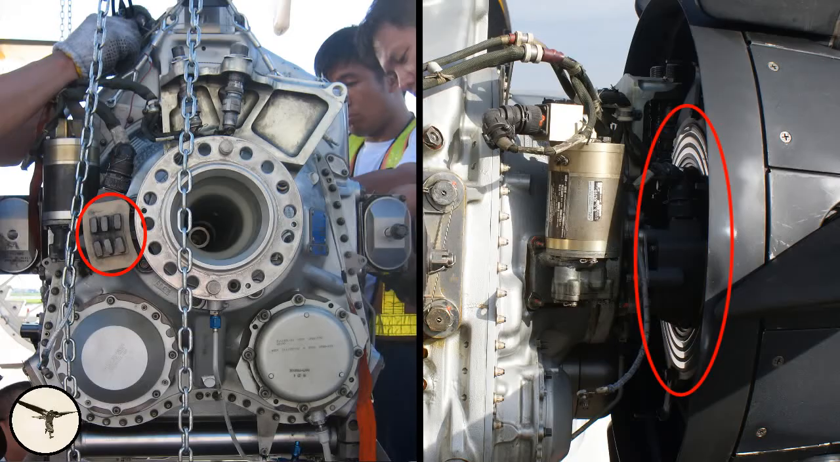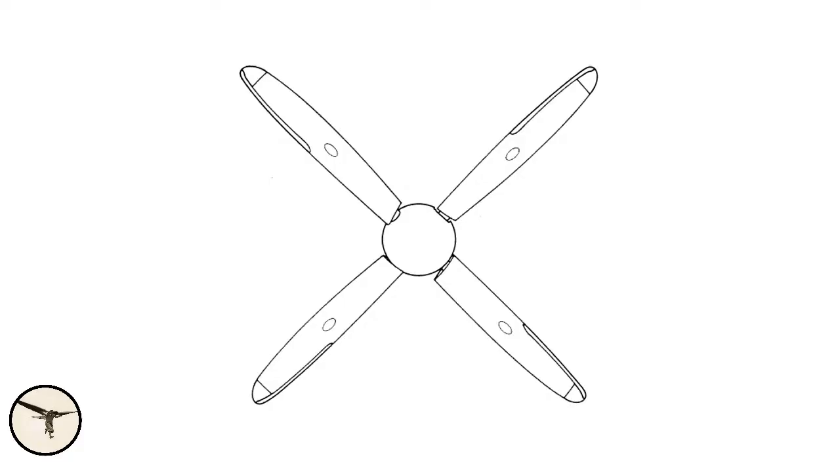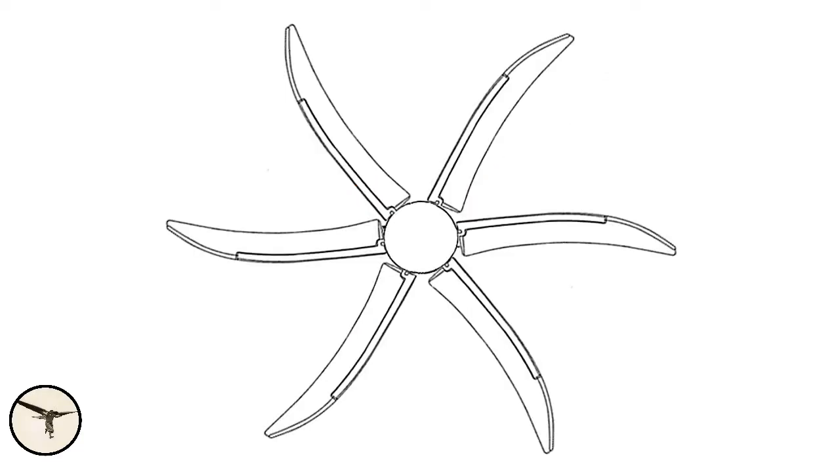Every second propeller blade is heated together. On 4-bladed propellers, blades number 1 and 3 are heated, then blades 2 and 4. On 6-bladed propellers, blades number 1, 3 and 5 are heated, and then blades 2, 4 and 6 are heated.